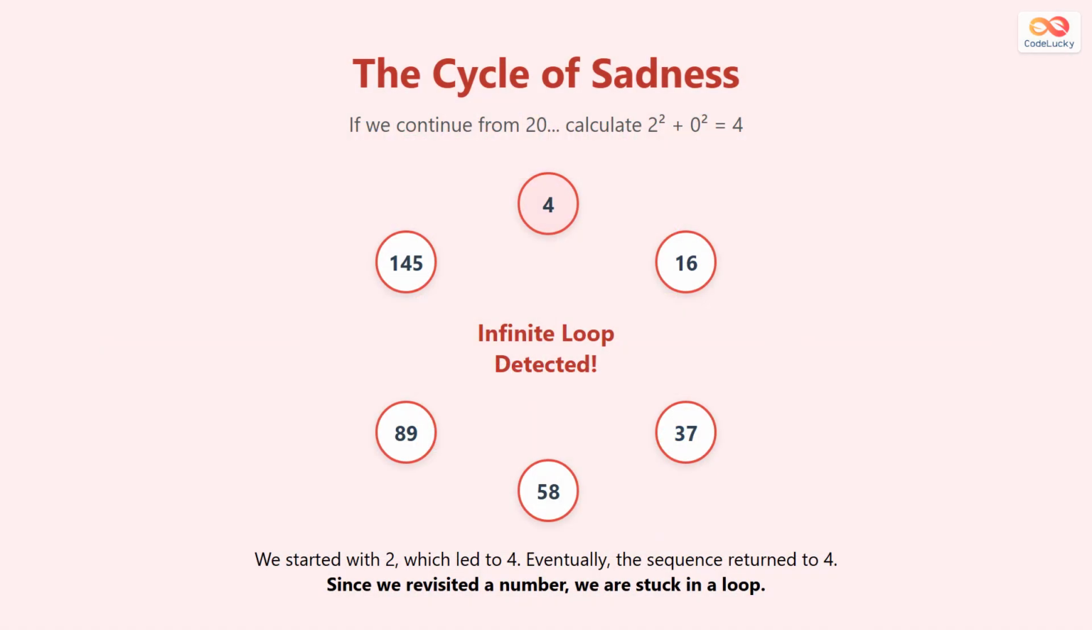And here is where it gets interesting. From 20, 2 squared plus 0 squared gives us 4. But wait, we have seen 4 before. If you look back, the second number in our sequence was 4. This means we have entered a cycle. We will go from 4 to 16 to 37 and so on, back to 4 again forever. Since we are in a loop that does not include 1, 2 is an unhappy number.